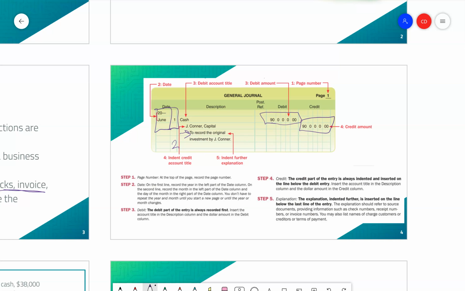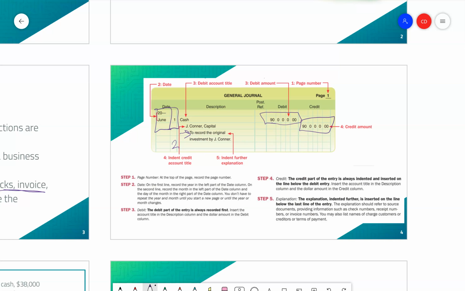They like things to look very neat and orderly. All right, so you just write a little, couple word description about what happened in the transaction. If you're looking at source documents, you would record the source document number, which we'll see an example of in a few minutes. And then that is a journal entry.